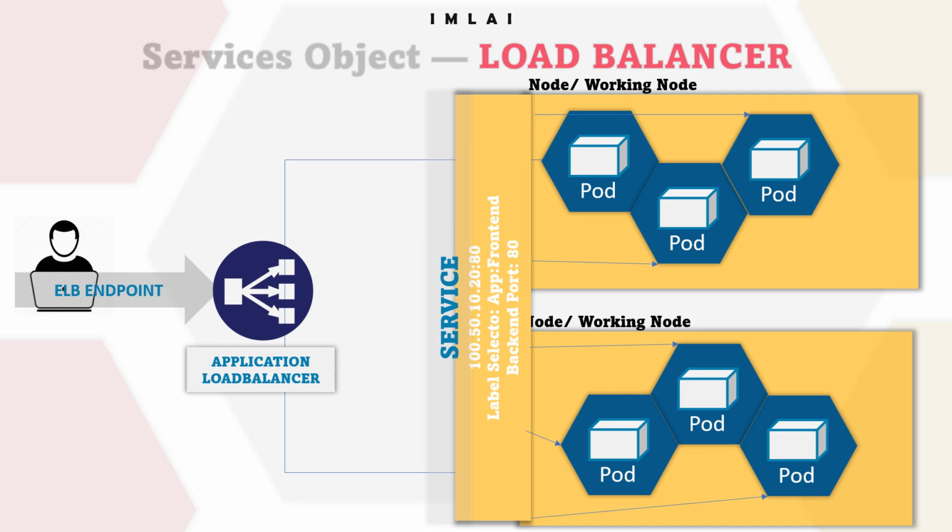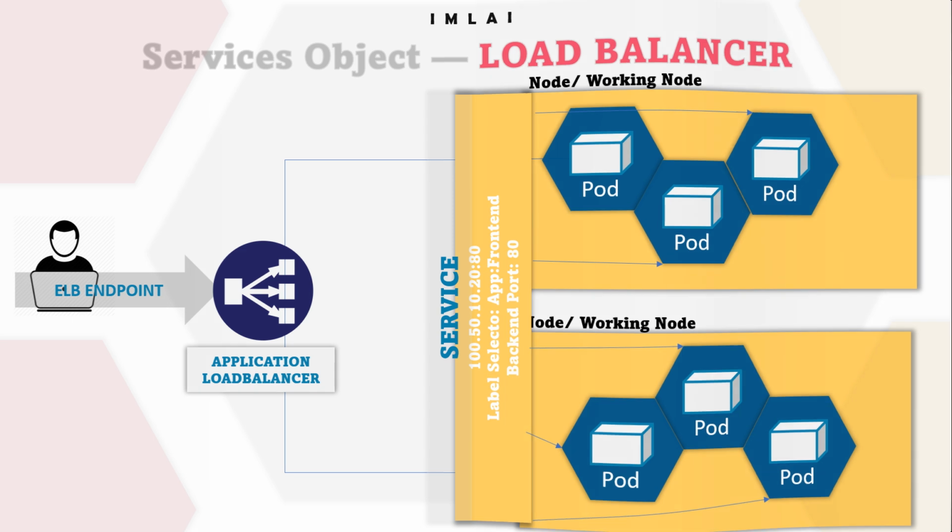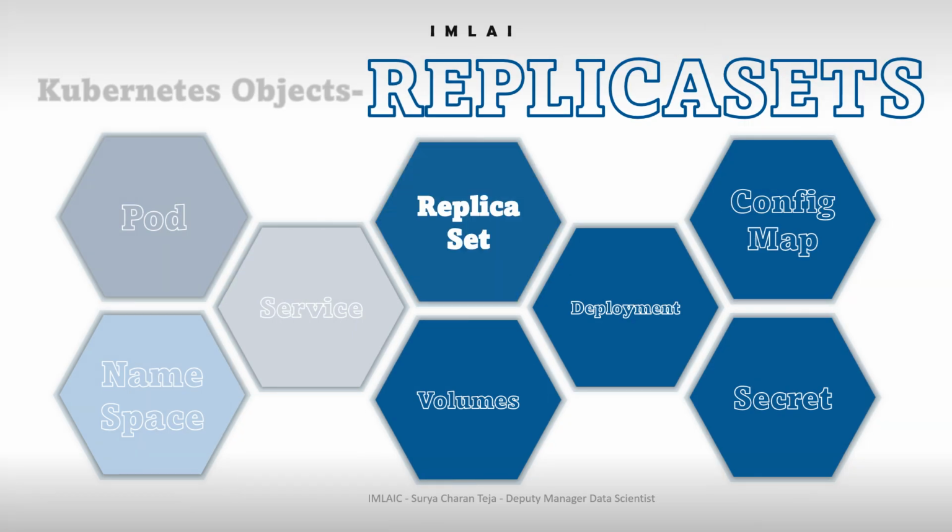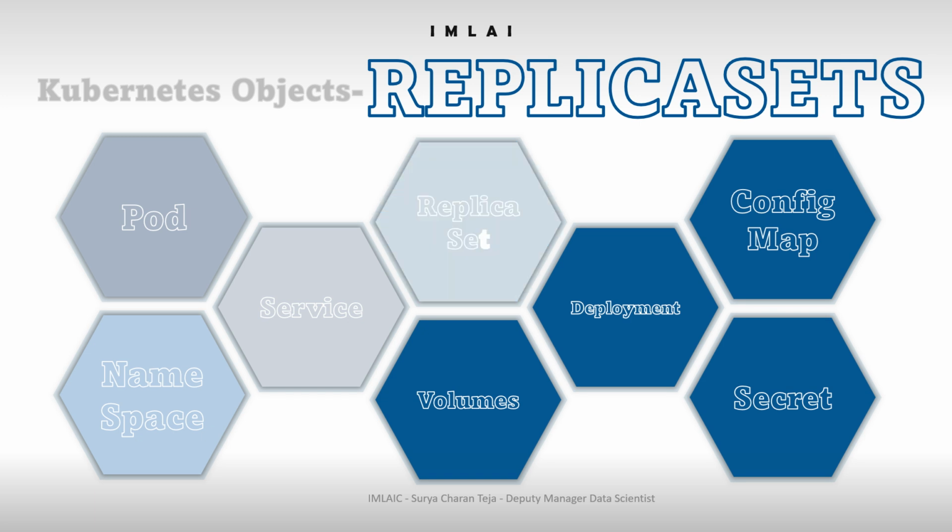Now it's time to look into one more Kubernetes object, that is replica set. And this one is pretty easy to understand. A replica set maintains a replica of your pod. What does it mean? Okay, but why do we really need it?